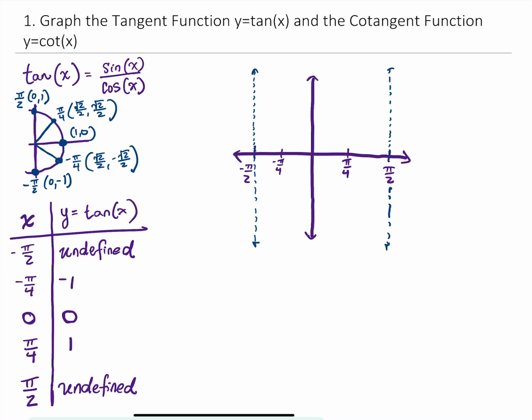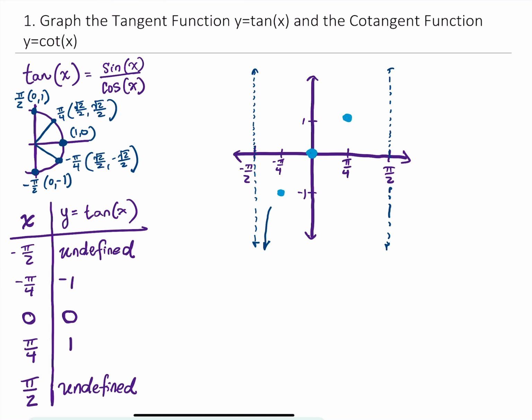We have the point at the origin, so at 0, 0. And then the point negative pi over 4, negative 1. So let me place, probably not exactly to scale, but just to place these on here, positive 1, negative 1. So we'll have the point negative pi over 4, negative 1, and positive pi over 4, positive 1. So we'll have a smooth curve in between, and it will approach those asymptotes on either side.